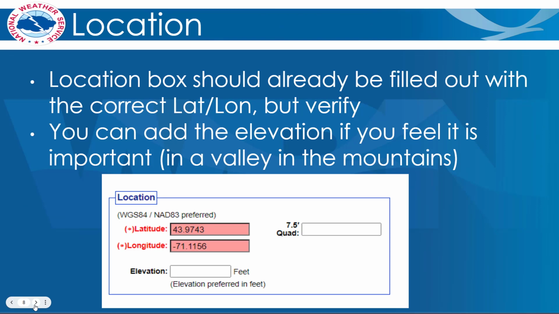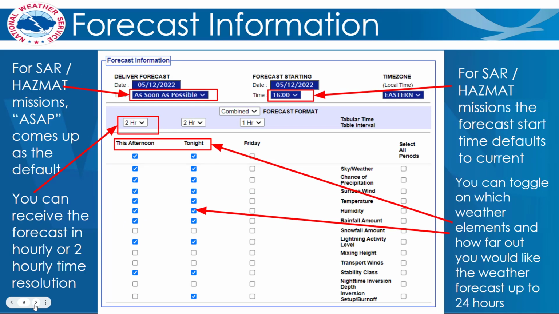The next section is a location section on the form that should already be filled in with your lat and long. You can add the elevation manually if it is important information for your incident. The forecast information section has 4 entries that you'll need to fill out. For SAR and HAZMAT missions, the delivery forecast option will be defaulted to as soon as possible. In addition, the forecast start time will default to the next top of the hour. If needed, you can change these times.